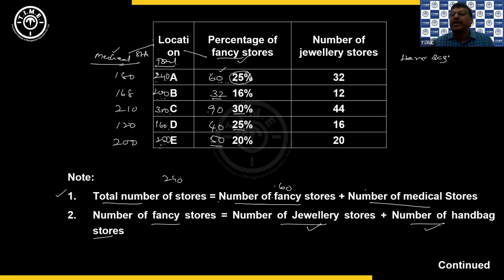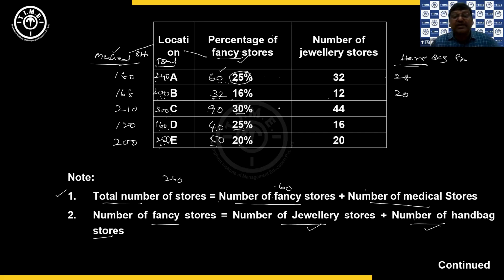How many are handbag stores? 60 minus 32, 28. The sum of these two will be equal to 60, broken into two parts. Out of 32 fancy stores, 12 are jewelry stores, which means 32 minus 12, 20 are handbag stores.